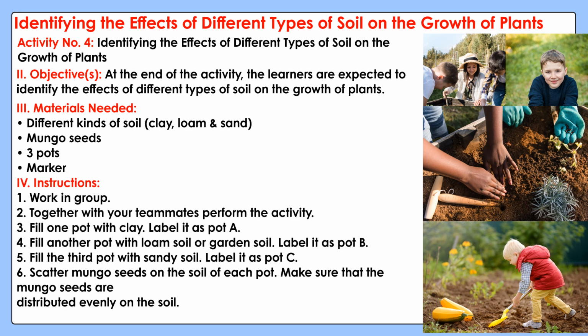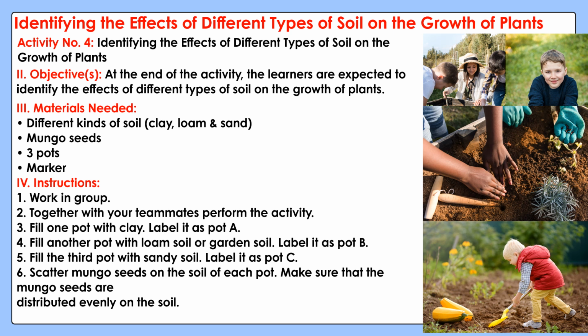Instructions: work in group. Together with your teammates, perform the activity. Fill 1 pot with clay. Label it as pot A. Fill another pot with loam soil or garden soil. Label it as pot B. Fill the third pot with sandy soil. Label it as pot C.